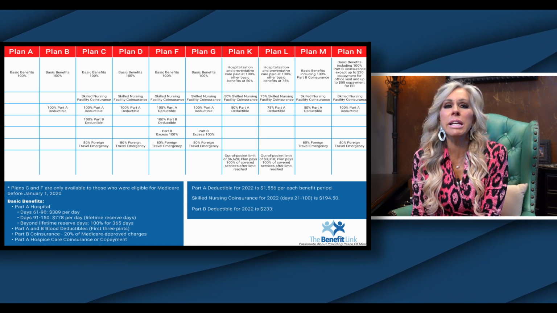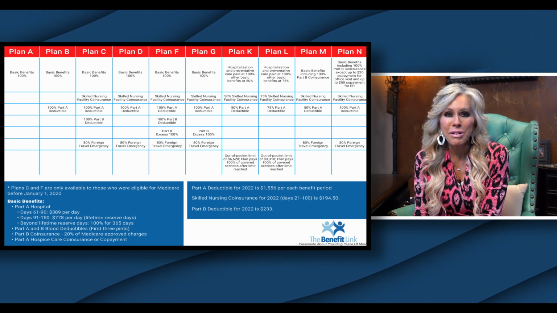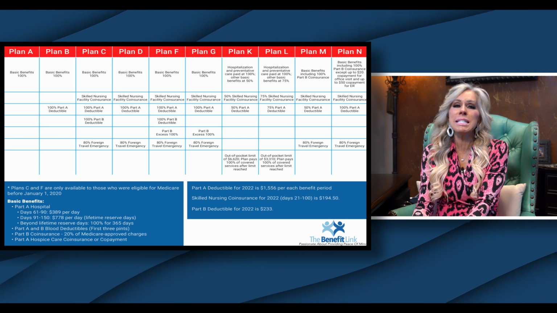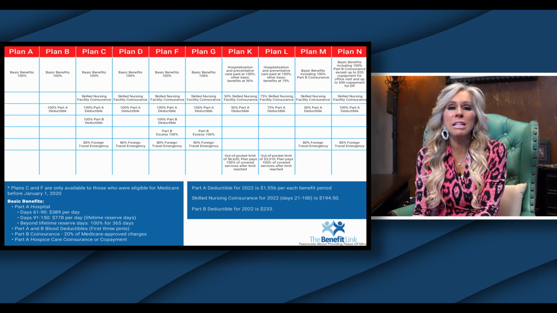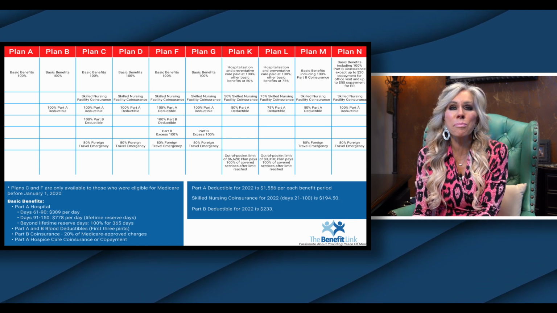Now, let's look at the only difference between Plan F and Plan G. You can see that Plan F covers that deductible of Part B.